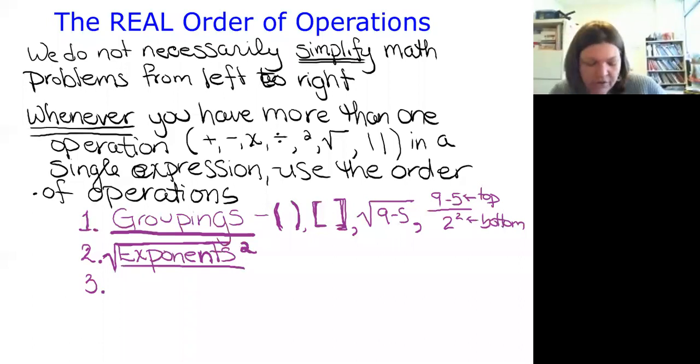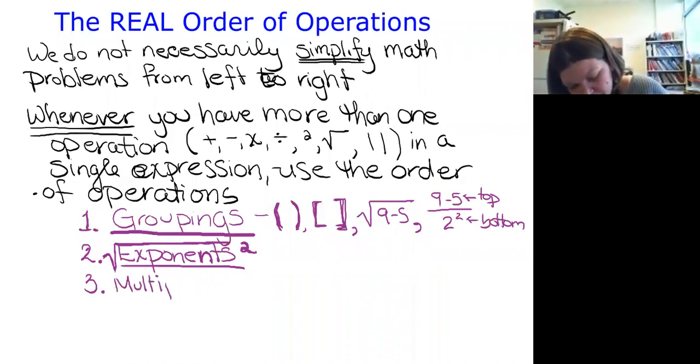Powers and their inverses, okay? So then the next step is multiplication and its inverse. An operation and its inverse, its opposite, are always part of the same step.